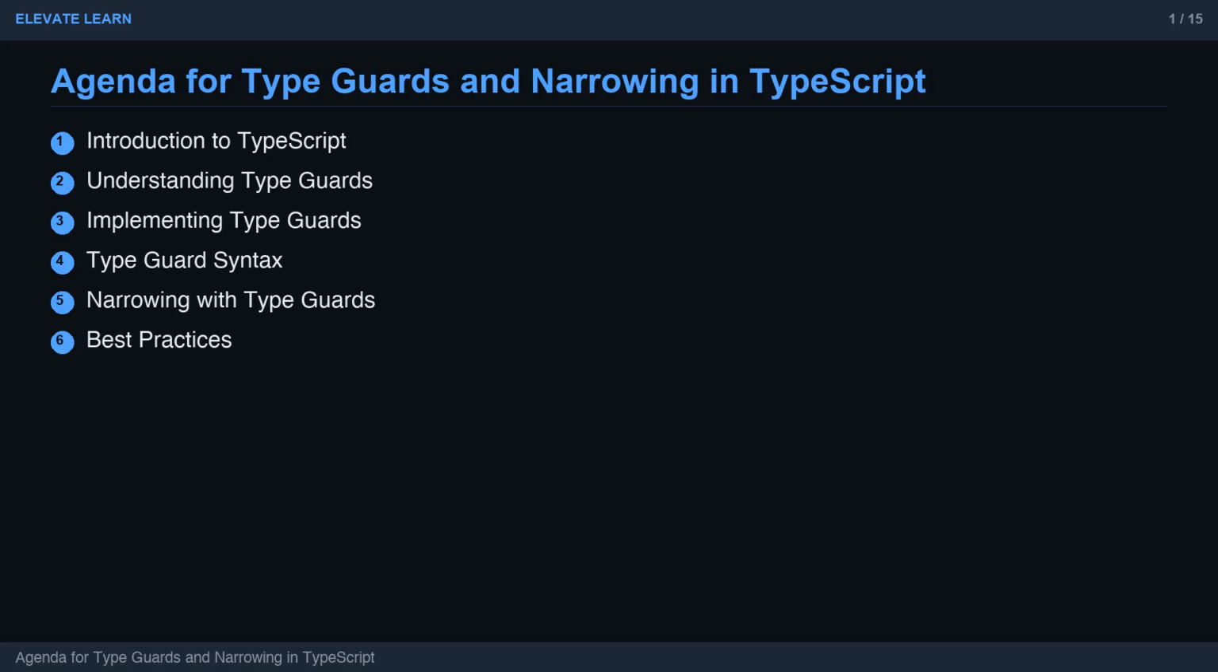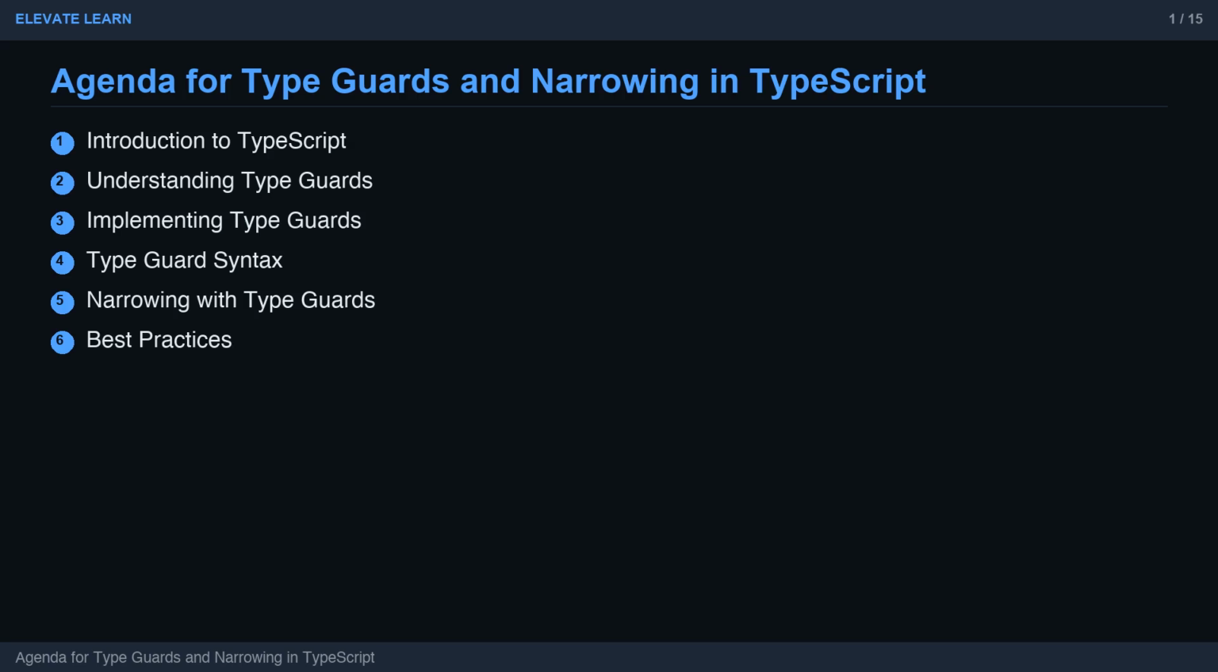Welcome to our session on TypeScript, specifically focusing on type guards and narrowing. First, let's introduce TypeScript. Think of it as JavaScript with superpowers. It helps catch errors early by enforcing types in your code. Next up, we'll dive into understanding what type guards are. They're functions that help narrow down the possible types of variables, making our code safer and more efficient.